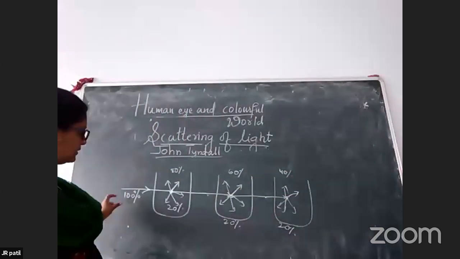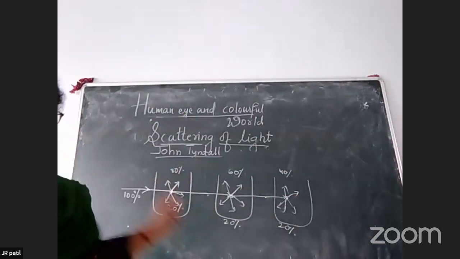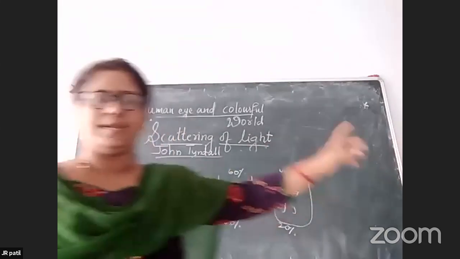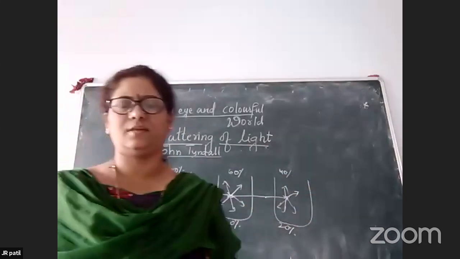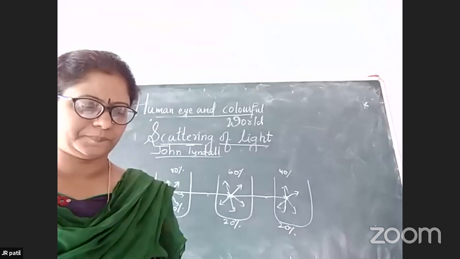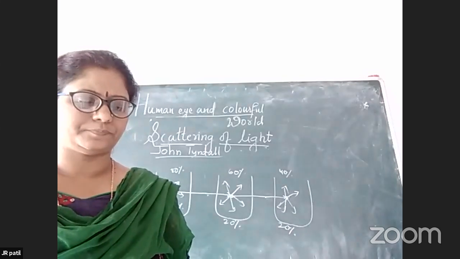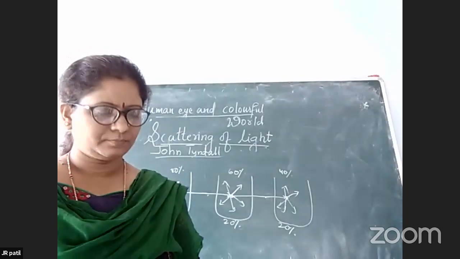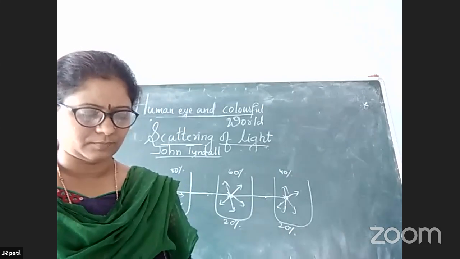So, as the scattering increases, the distance increases, and the intensity of the light decreases. Is that clear to everyone? Yes, ma'am.